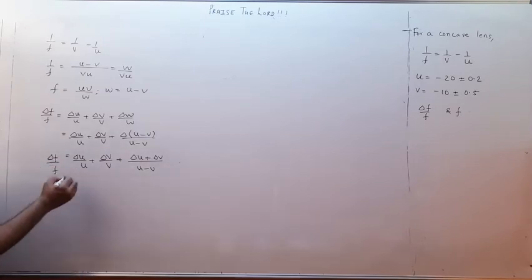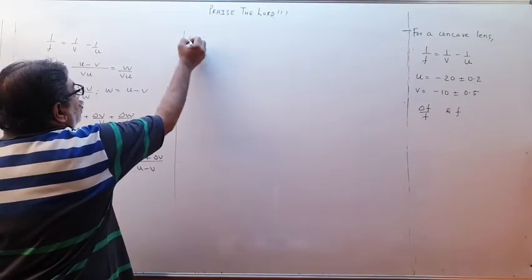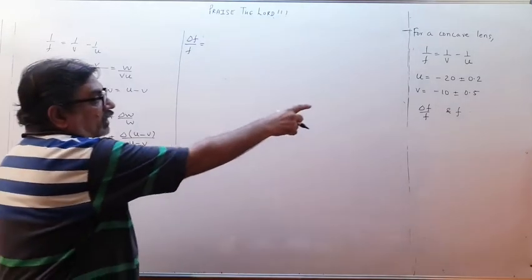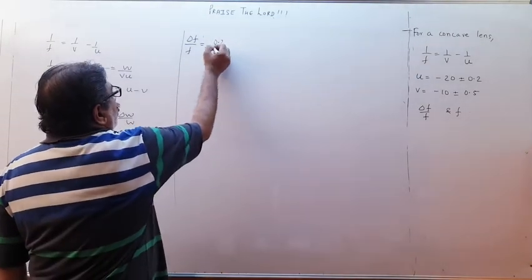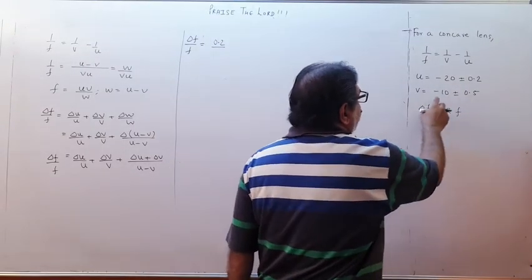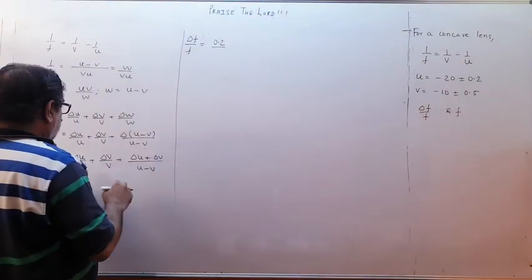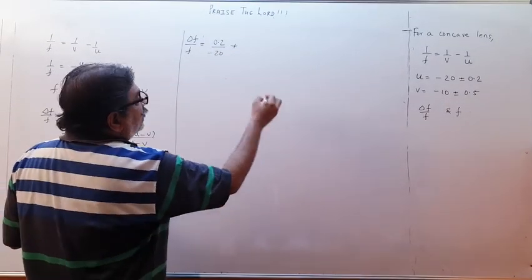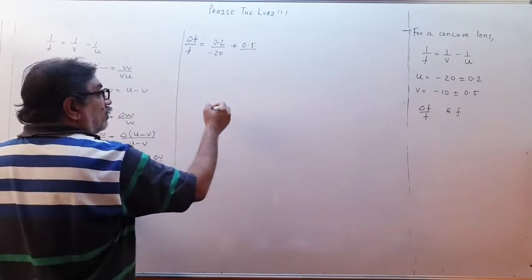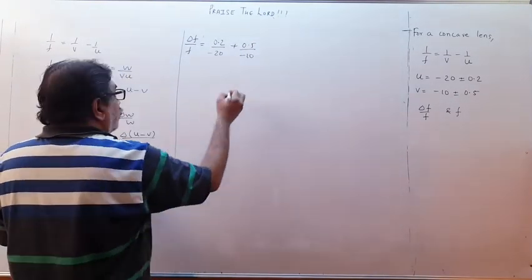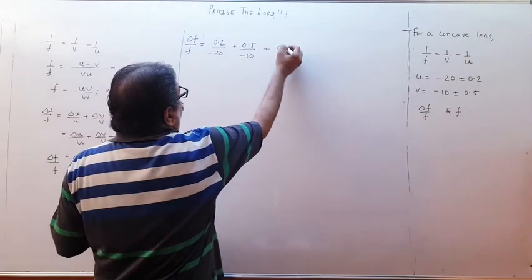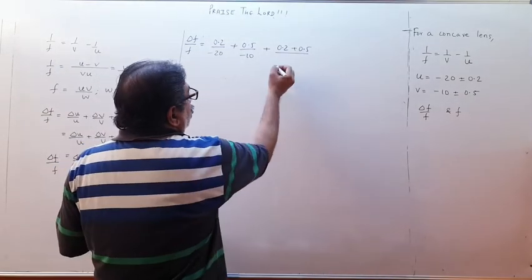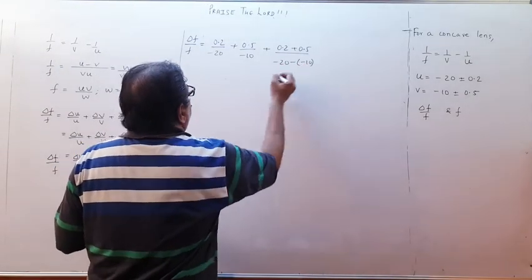We put the values, children. So I start over here. Delta F upon F will be delta U upon U. Delta U, it is 0.2, I can see. This is delta U, delta V and V from here. So delta U upon U means 0.2 upon minus 20. Then plus delta V, that is 0.5, upon the true value of V, that is minus 10. Plus the sum of their errors, 0.2 plus 0.5, upon U minus V. So minus 20 minus V, like this.